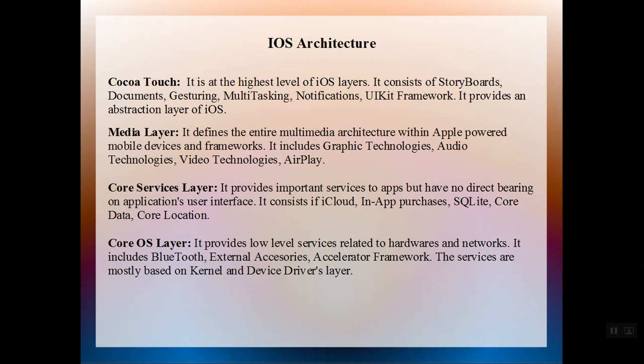Cocoa Touch. It is at the highest level of iOS layers. It consists of storyboards, documents, gesturing, multitasking, notifications, and the UIKit framework, and provides an abstraction layer of iOS. The main features of Cocoa Touch include Core Animation, which helps to create rich user experiences by allowing smooth movement of visual elements, Core Audio, and Core Data, which provides an object-oriented data management solution and aids in defining an application's data model in a logical and graphical way.